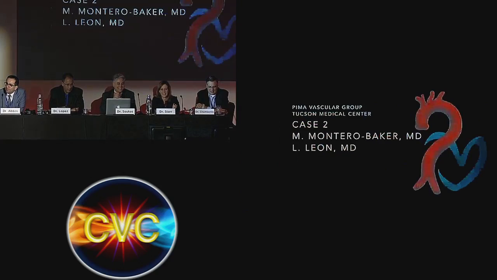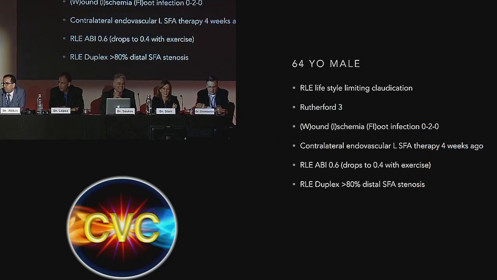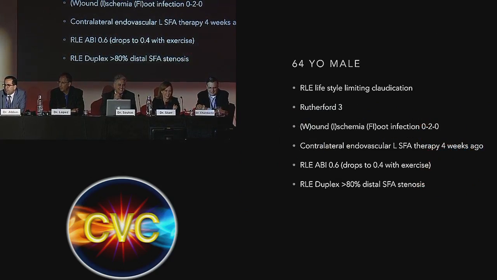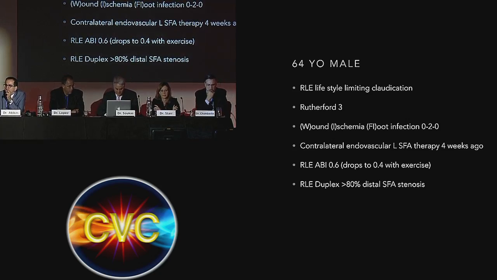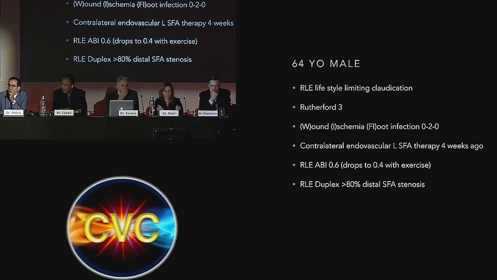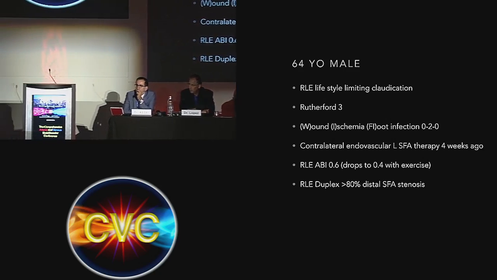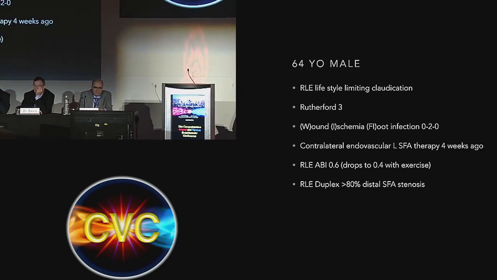Let's go to the first slide, Chris, and see the presentation, case number 2. This is a 64-year-old gentleman who has right lower extremity lifestyle limiting claudication. He actually had bilateral. He came to us about a month ago. He has a Rutherford class 3, and when we look at wound, ischemia, and foot infection, there's no wound, there's no infection, but there's certainly a good amount of ischemia in this patient.